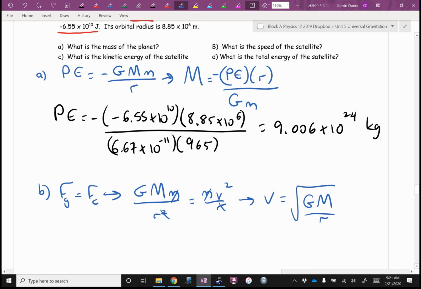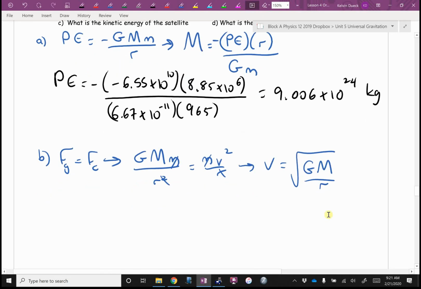Big G, big M over R, square root. Oh, what if there was a 2 in front of the big G? That would be escape velocity. Mr. Duick, if I have memorized the escape velocity equation for the test and you ask me that, do I need to walk through the derivation or can I go straight to the equation? You can go straight to the equation. Alrighty. V equals square root of big G, big M over, what's R?